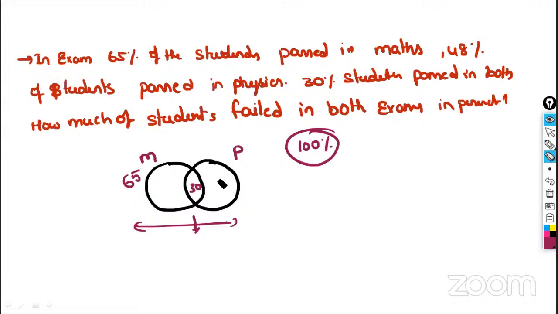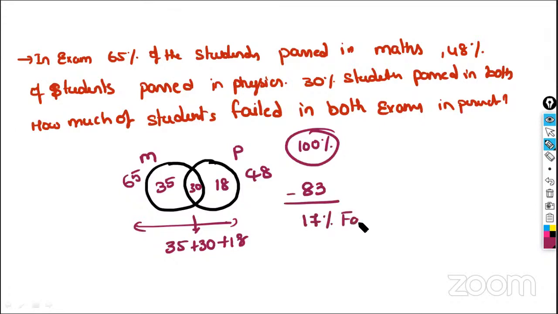Next one. Here also 48, the complete entire circle. We have to take the middle one first. 30 both. So 65, already 30 is there. That means here we can take 35. Here 48, 30 already there, here 18. So total will be 35 plus 30 plus 18. How much? 65, 75 plus 8, so 83. So the remaining 17% are failed candidates. Okay, failed candidates. Clear? All of you.